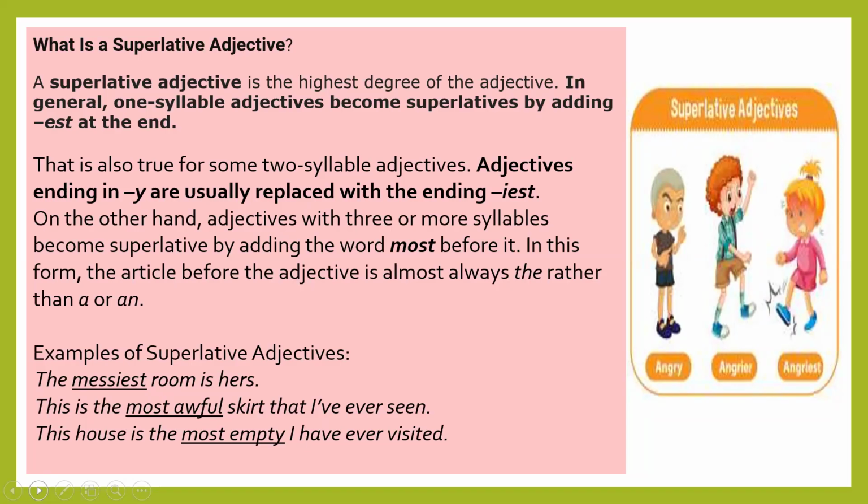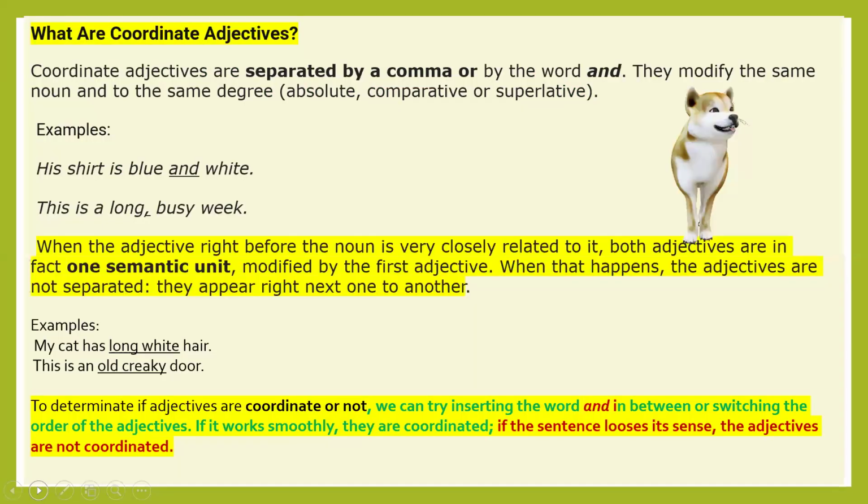A few examples of superlative adjectives. The messiest room is hers. This is the most awful skirt that I have ever seen. This house is the most empty I have ever visited. So, busiest, most awful, most empty: these are the superlative adjectives. I will make a separate video on adjectives again and explain it in detail.